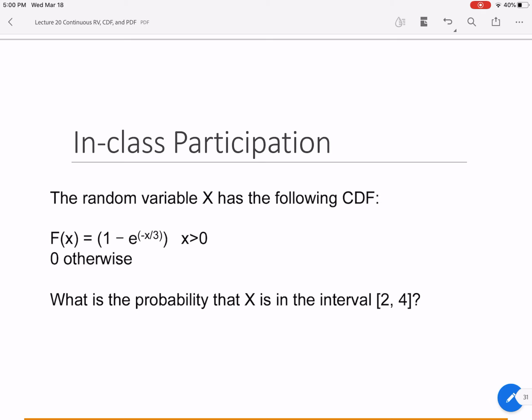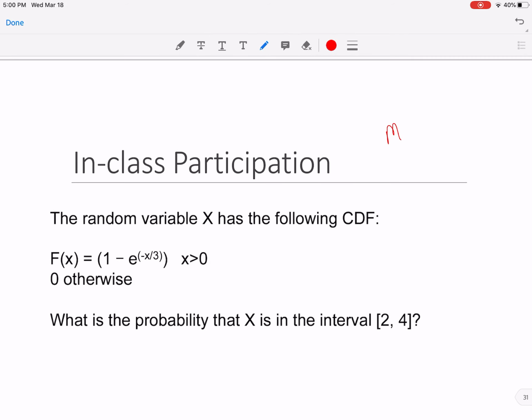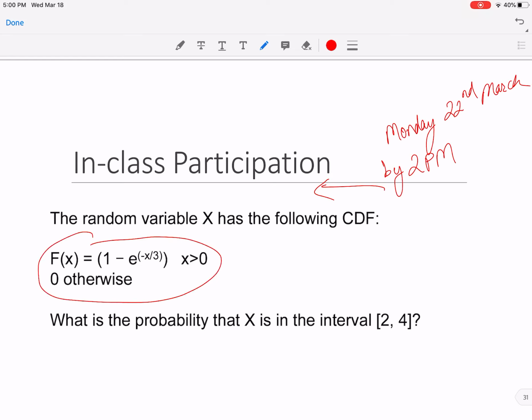At the end of this lecturette, here's what I would like for you guys to do. For our class on Monday, 22nd March, by 2 p.m., I would like for you to submit this in-class participation problem. So this is the CDF of a random variable X. What you need to do is find the probability that X is in the interval 2 to 4 inclusive.